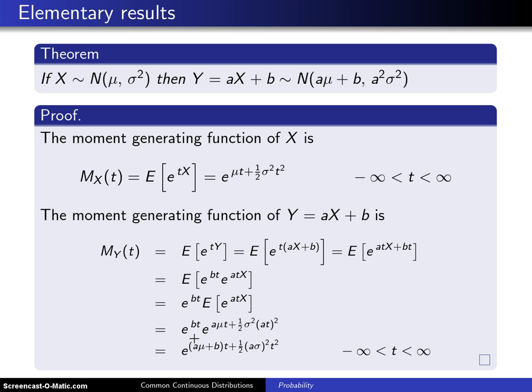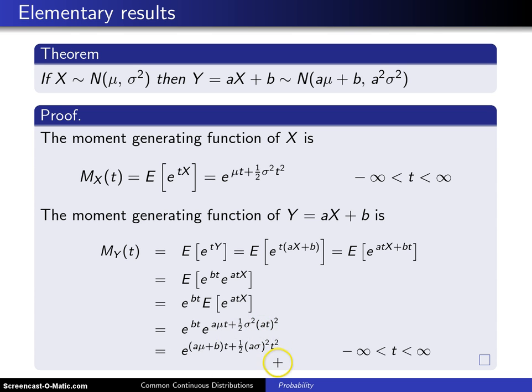Finally, the next step, if you combine these terms, namely get all of the terms that have just t in them, you'll get e to the a mu plus b times t plus 1/2 a squared sigma squared, that's what occurs right here, multiplied by t squared.